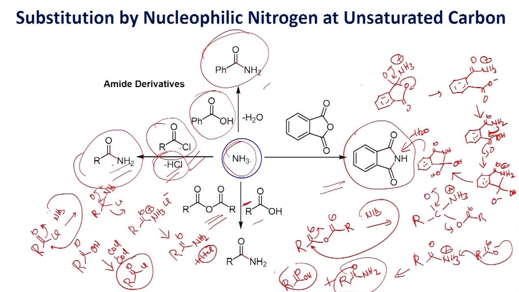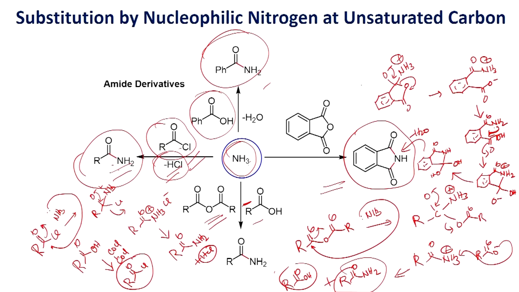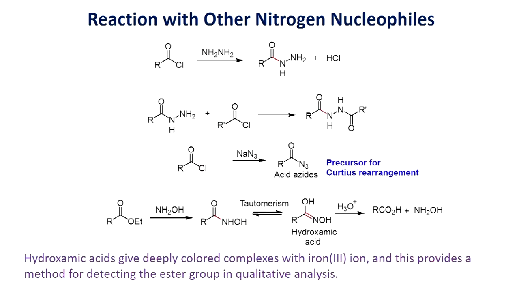Therefore, whenever you have the amine or ammonia, that can readily undergo addition reaction with this unsaturated carbon system, like if you have the acid chloride, acid anhydride, or aryl carboxylic acid, they can be readily converted into the corresponding amide as the product. In addition to ammonia, you can also add other nitrogen nucleophiles.